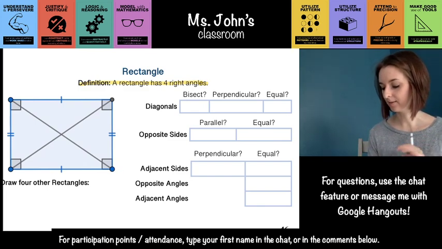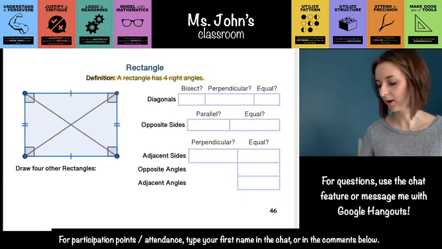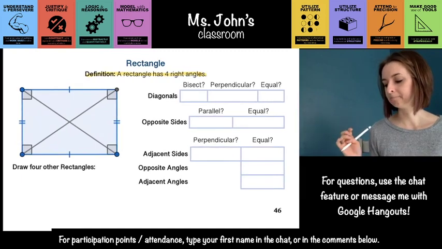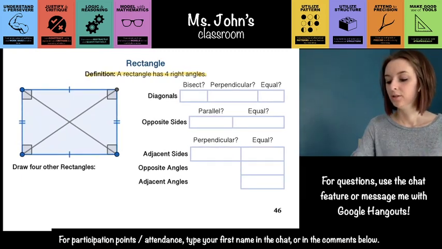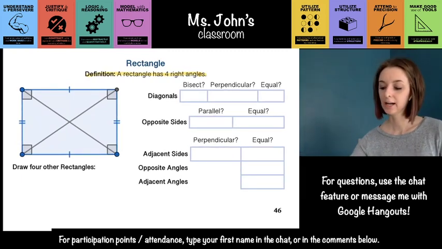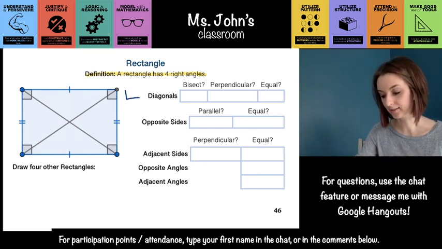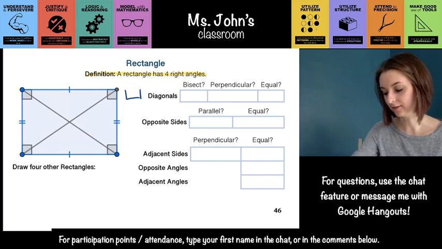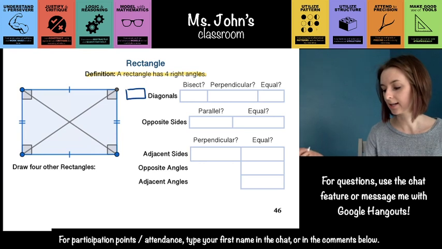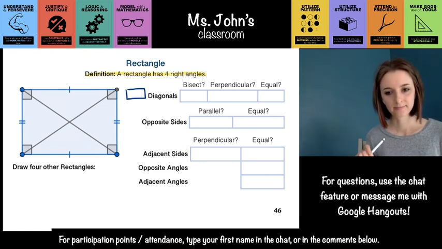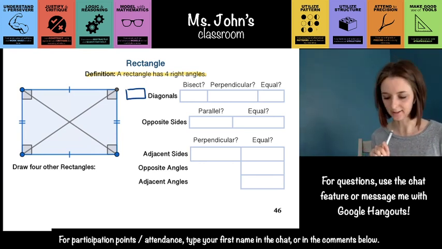Sorry, I'm getting distracted by the quietness of the chat here. So feel free, if you are feeling confident about this, you can pause me and try to figure out whether these are check marks or X's. But I'm going to keep going, because if you pause me, I'm paused.